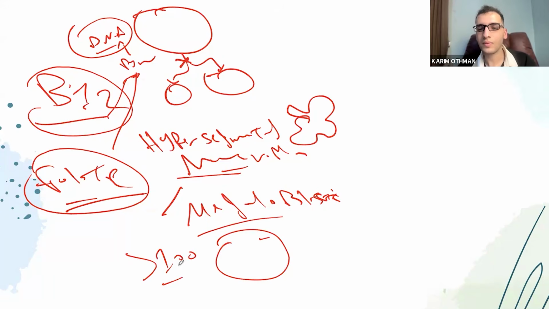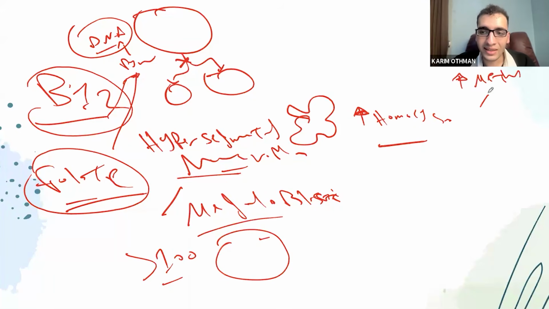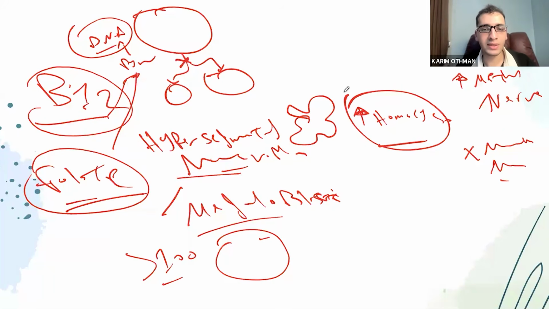Okay, guys? And B12 and the folate also, both of them cause increase in the homocysteine level. The only difference is that B12 also causes increase in methylmalonyl-CoA and the nerve problem. But B9 causes normal methylmalonyl-CoA and no nerve affection. So both of them increase homocysteine, both of them cause megaloblastic anemia, both of them cause hypersegmented neutrophils.